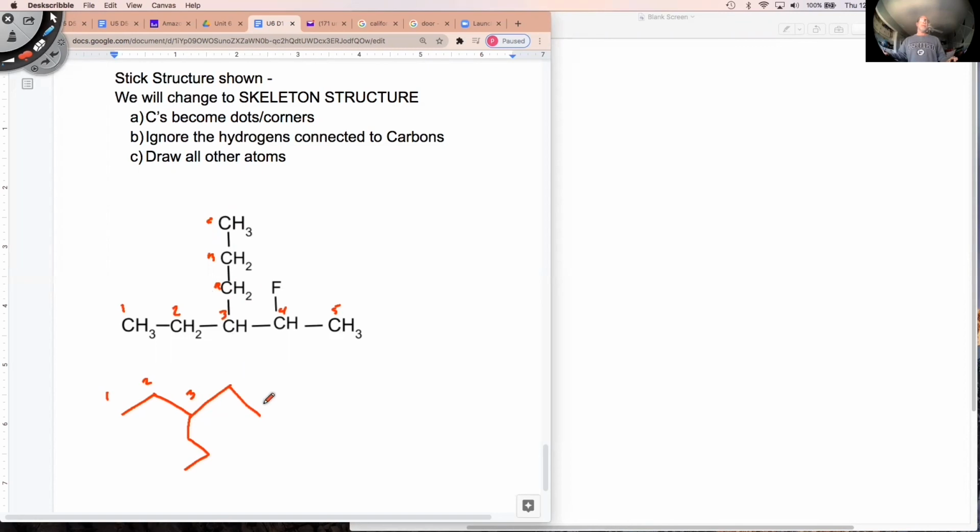There's carbon 4 and 5. I don't want to put that in. All right, I'll put it here for 4. And now what do we do? What's attached to carbon 4? An F, a fluorine. So we draw a line, we draw fluorine on it. And then we leave this carbon 5 alone because all it has on it is the 3 hydrogens, and we ignore those 3 hydrogens because they're attached to a carbon.